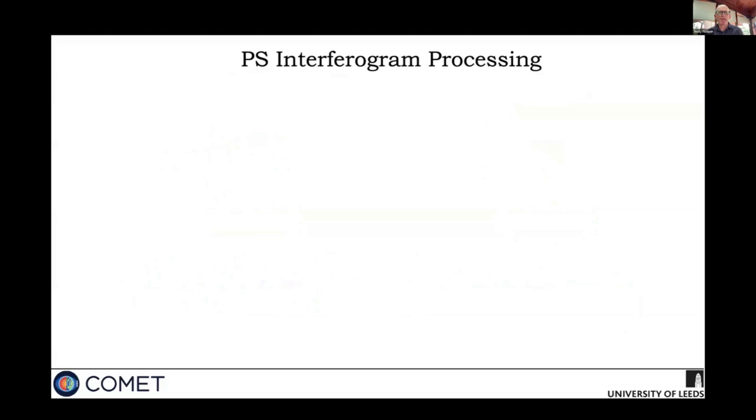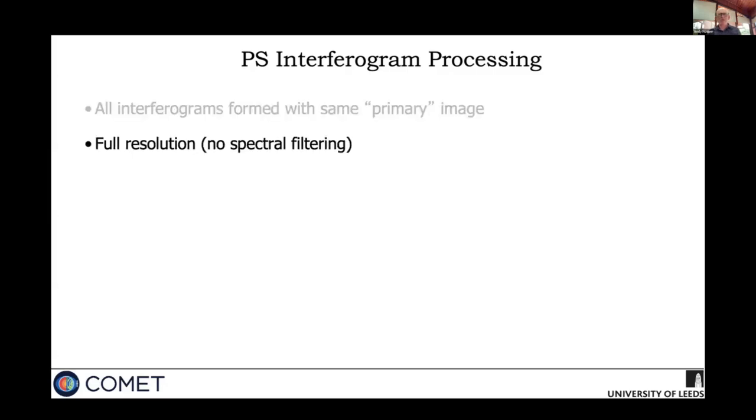So how do we actually go about processing to extract these persistent scatterers? Well, what we do is we take a whole series of images and we form interferograms, all with respect to one image.